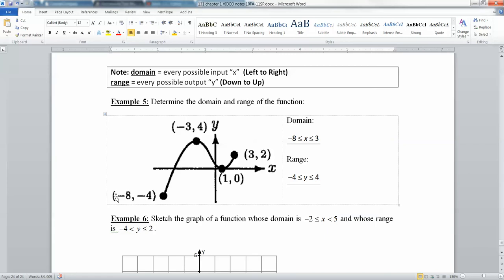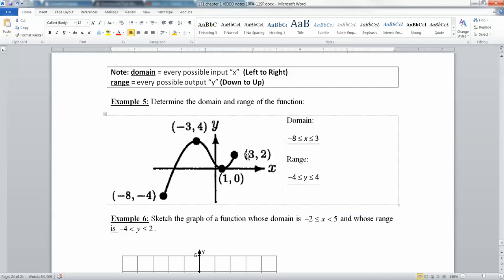Again, I already did this several times, so please bear with me, but for the domain, the farthest left this graph gets is -8, and the farthest right it gets is +3. You have to use the x numbers because x is the measurement of left and right. So the domain will be the -8 and the +3, the x values.